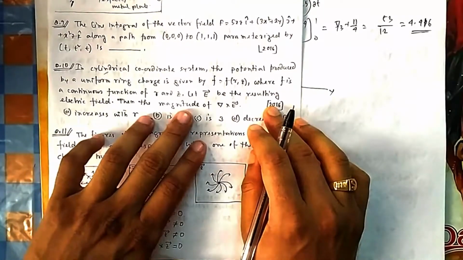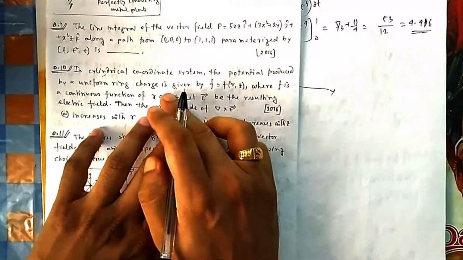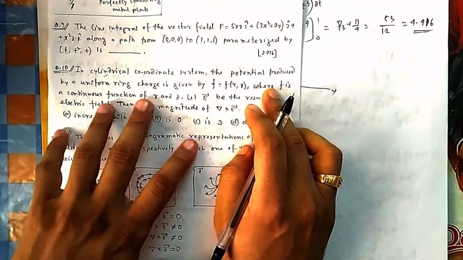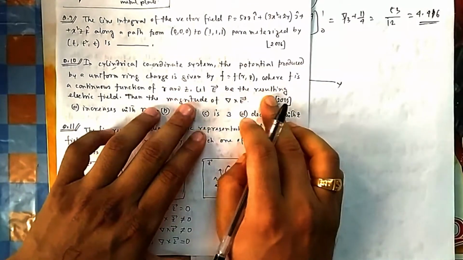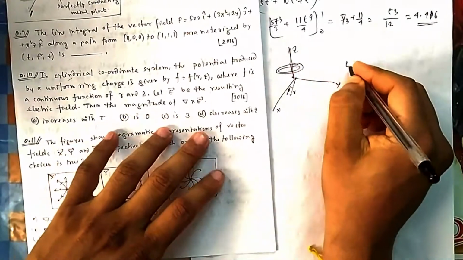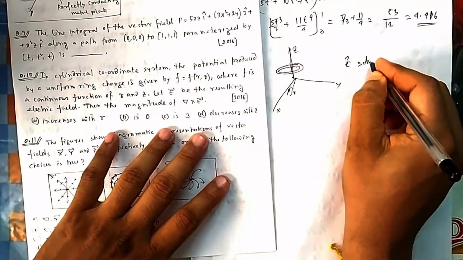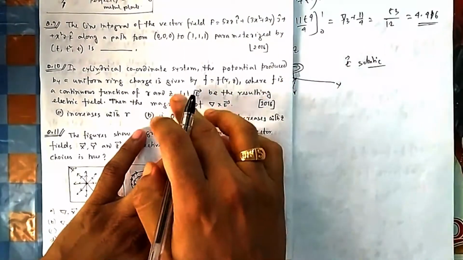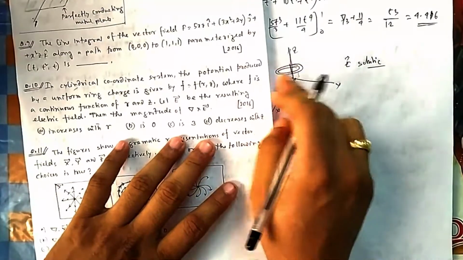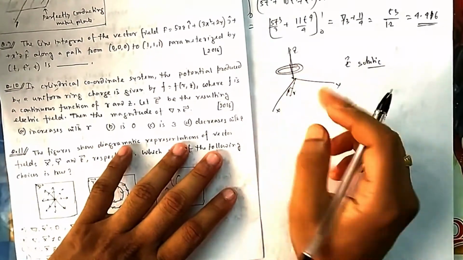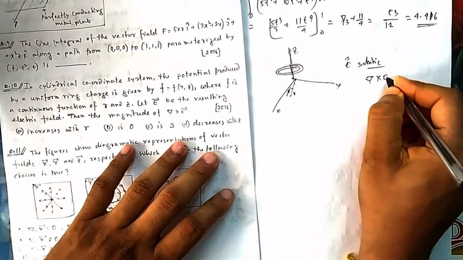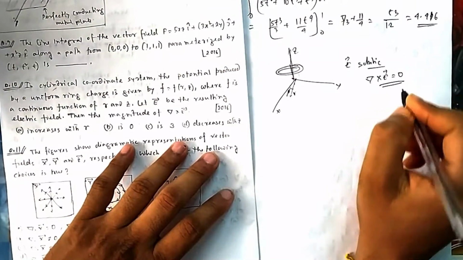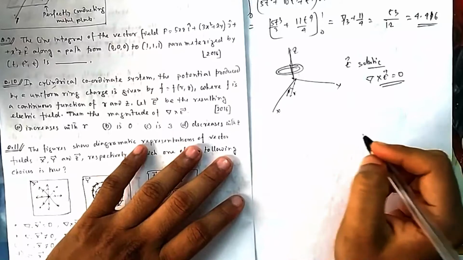Okay, then the magnitude, and because it is a uniform ring charge, the potential is produced by a uniform ring charge, where f is a continuous function and E is the resulting field. So obviously the resulting electric field will be a static field. It will not change with time, because you have put a uniform charge there. The charge is not changing, so the electric field is not changing. So this is already 0. There is no question of this one. You can also find it.